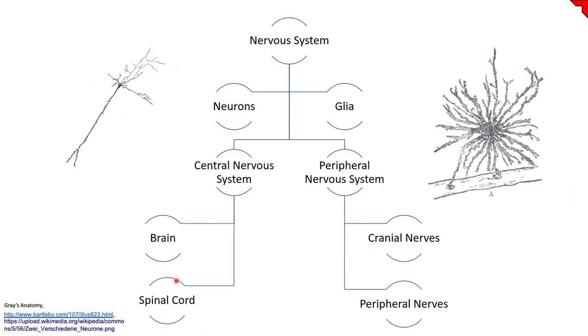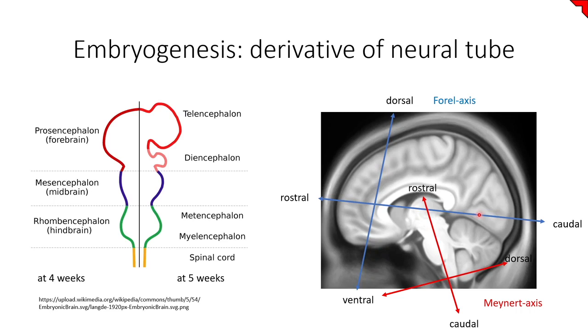Maybe one more point: the differentiation between the glia cells of the PNS is not arbitrary. It actually derives from the embryogenesis, because the glia cells of the peripheral nervous system derive from the neural crest, while the central nervous system glia cells and also neurons derive from the neural tube.